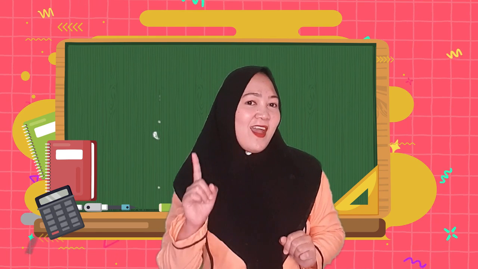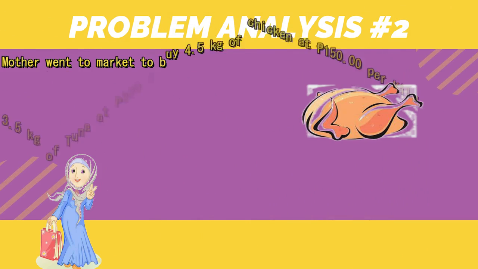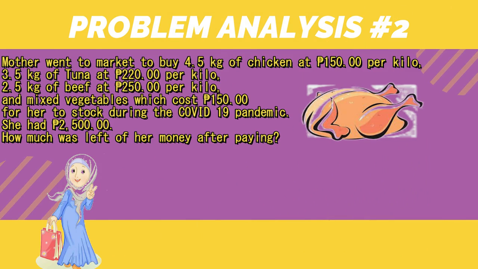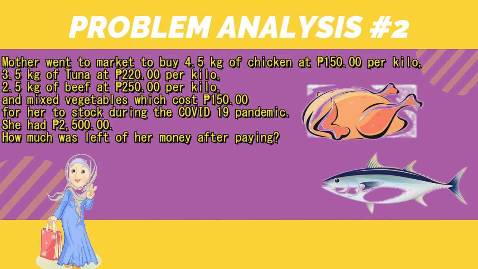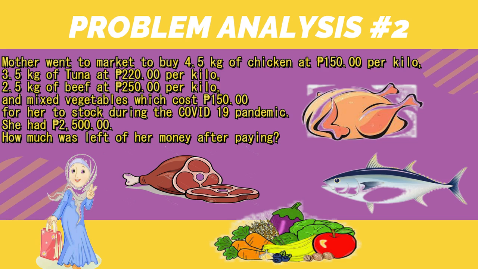Now, let's try to solve another multi-step word problem using another strategy like the use of the table. Mother went to market to buy 4.5 kg of chicken at 150 pesos per kilo, 3.5 kg of tuna at 220 pesos per kilo, 2.5 kg of beef at 250 pesos per kilo, and mixed vegetables which cost 150 pesos for her to stock during the COVID-19 pandemic. She had 2,500 pesos. How much was left of her money after paying?